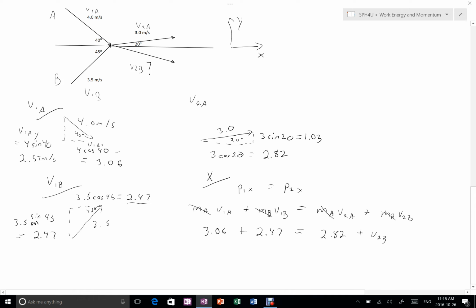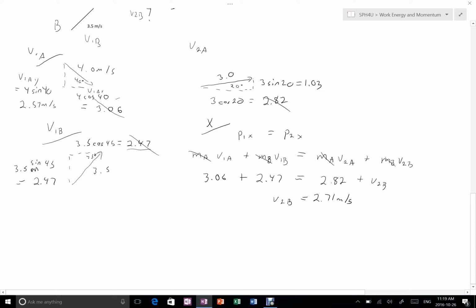3.06 plus 2.47 less 2.82, and I got V2B of 2.71. So that's in the x direction. Now I've taken care of him, him, and him. Crossing them out hopefully will help me not grab the wrong guy when I'm doing the y direction.